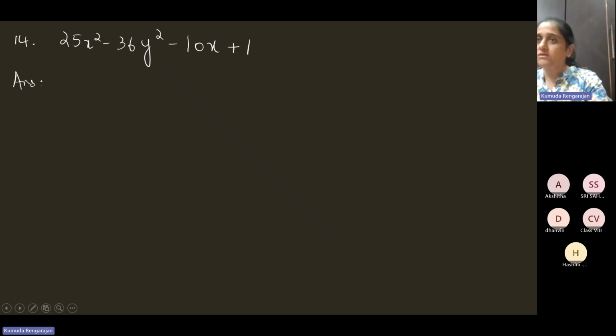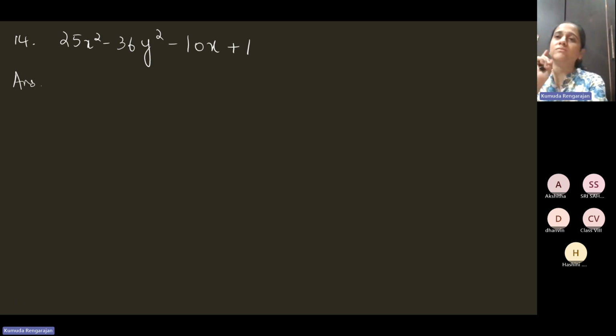4 terms, 3 perfect squares. Identify the perfect squares: 25x square, 36y square, 1. 1 is 1 the whole square. 36y square is 6y the whole square. And 25x square is 5x the whole square.